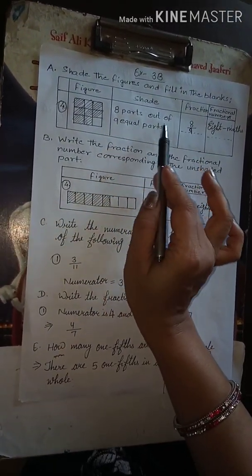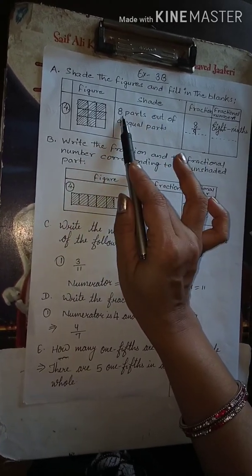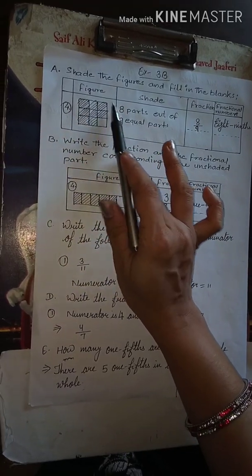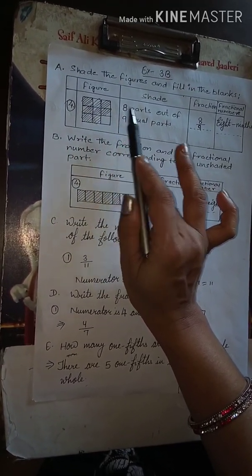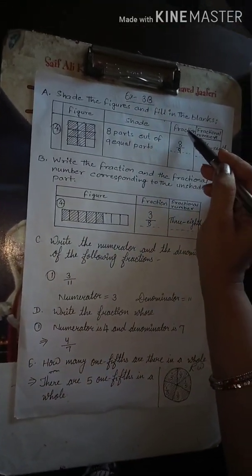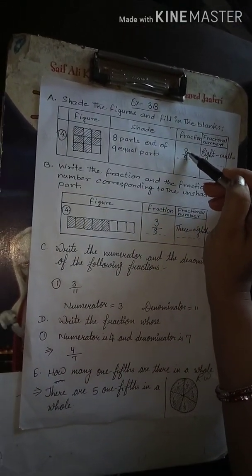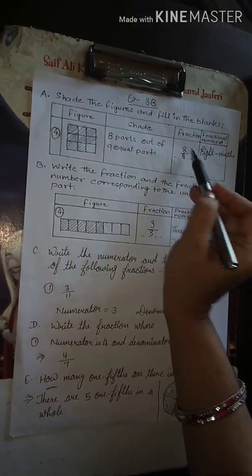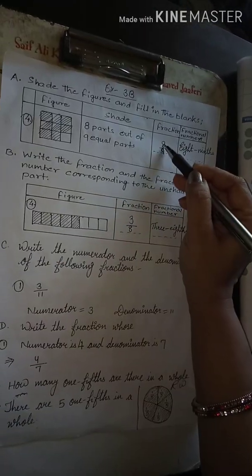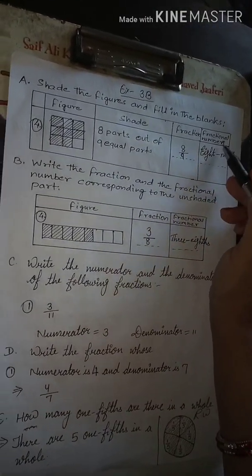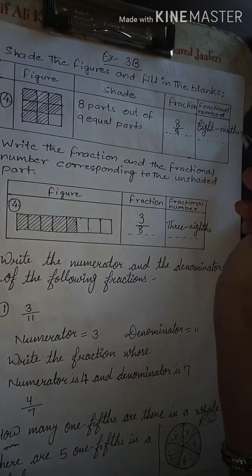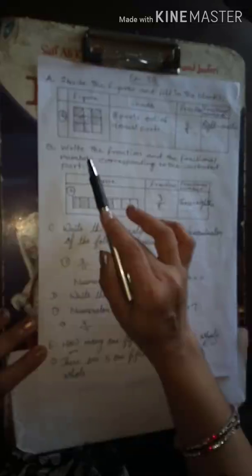Okay. Here how many parts do you have to shade? 8 parts out of 9 equal parts. Out of 9 equal parts, you have to shade how many parts? 8 parts. Okay. Now what will be the fraction? The shaded part we will write in numerator, and total parts we will write in denominator. So 8 by 9, and fractional number 8 ninths, NINTHS.